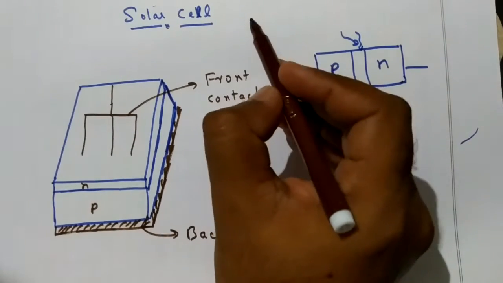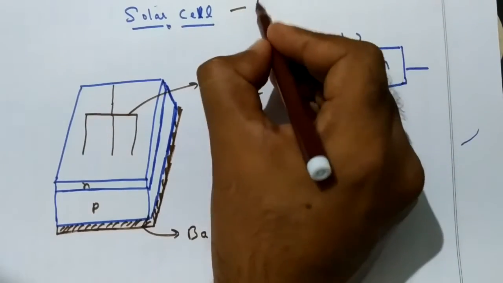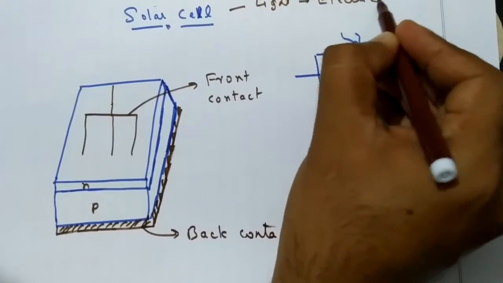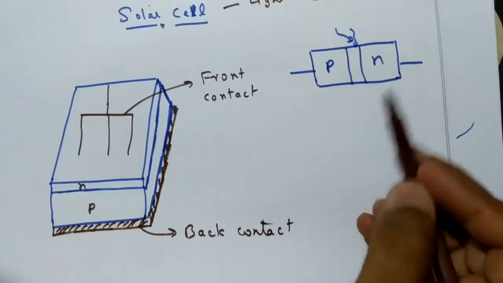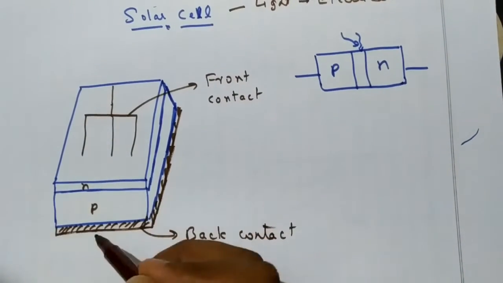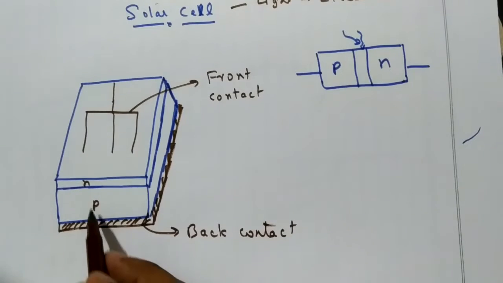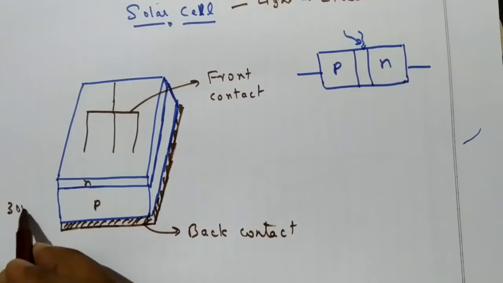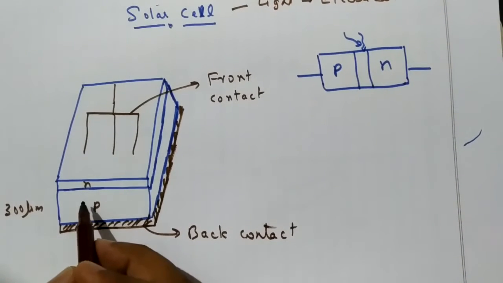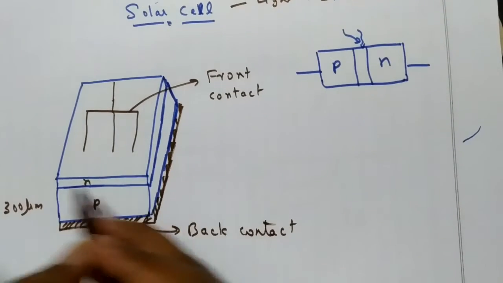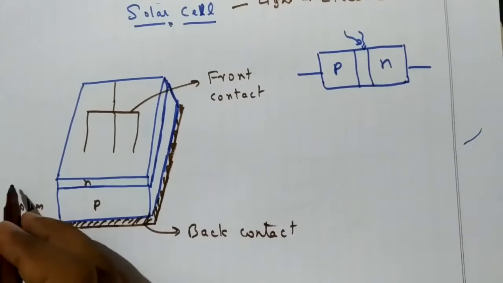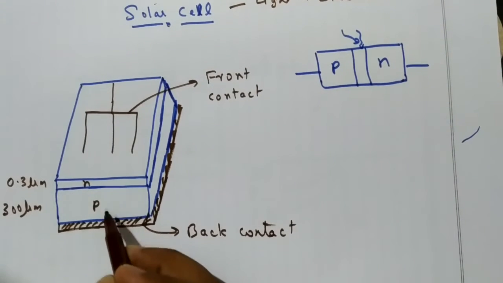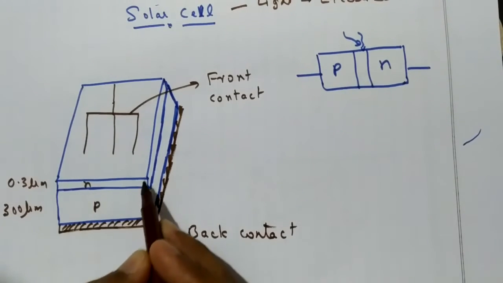A solar cell is a device which converts light energy into electrical energy. Actually, this is a PN junction, and this is the construction of a solar cell, which consists of a P-type semiconductor of higher thickness, around 300 micrometer, and an N-type semiconductor grown over it, of thin size, around 0.3 micrometer thickness. Then the PN junction will be formed, and this is the PN junction.